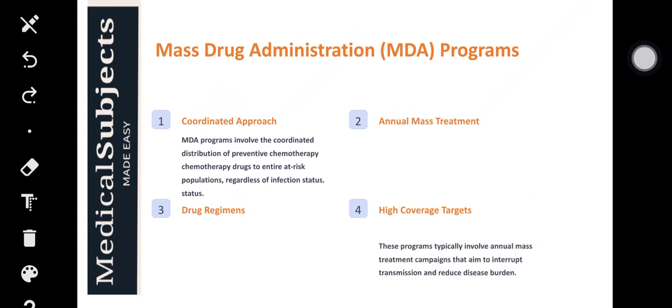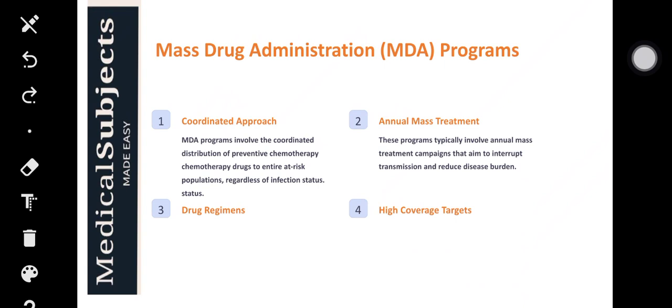Okay, then annual mass treatment. This is done annually. These programs typically involve annual mass treatment campaigns that aim to interrupt transmission and reduce disease burden. So annually, 1 dose of DEC is given to the population which is at risk. The entire population at risk is given 1 dose of DEC at a dose of 6 to 12 milligram per kg body weight.